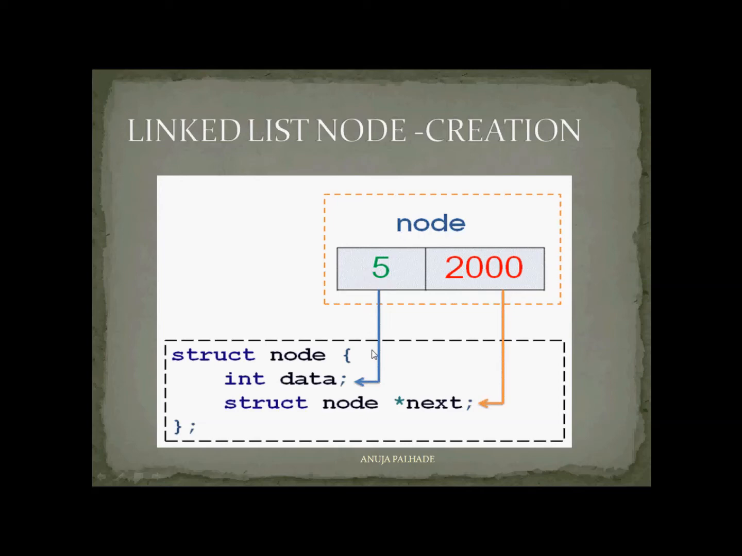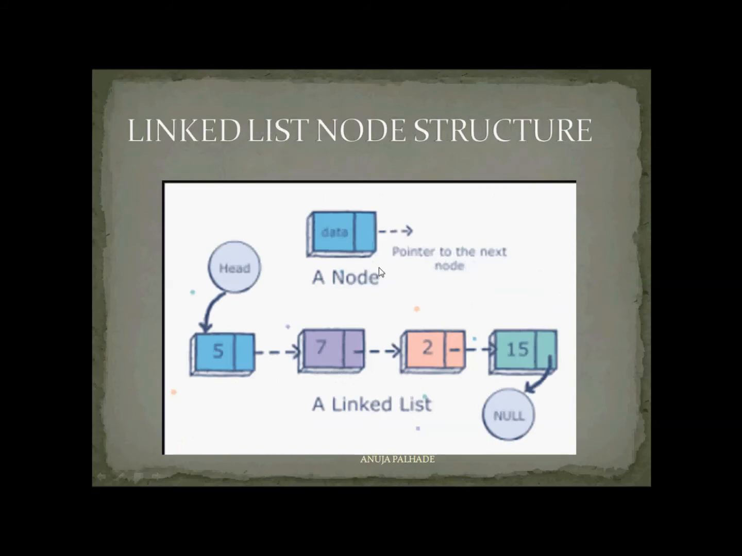Programmatically, in C language, to declare such a node, we can write the C code like this: struct node, int data. This is the data field, and we have to make a pointer to store the address of the next node, that is struct node *next. You can try it while programming. So this is the linked list node structure. The node is partitioned into two parts, that is data and a pointer to the next node.